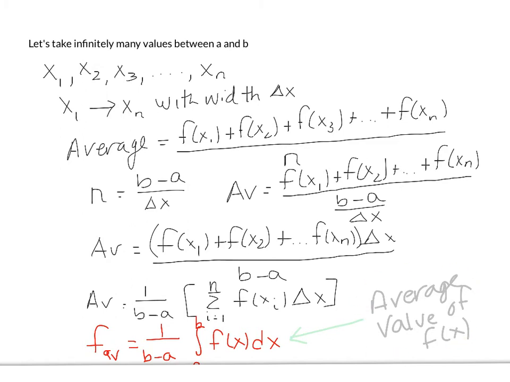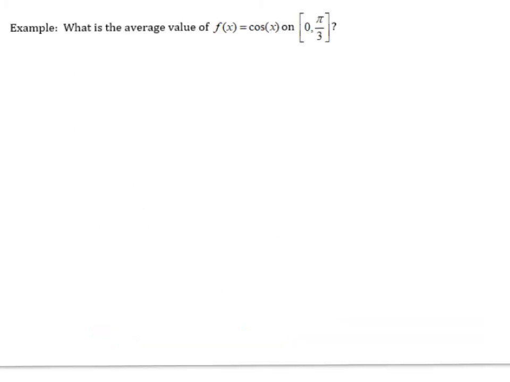So that's kind of the math behind it. Here is its application. To do a problem, it's actually pretty simple. We want to find the average value of cosine on the interval 0 to pi over 3. When you see the phrasing average value, you have to recognize that it is talking about the height of the curve, which is related to the integral, and it is not talking about slope, which is related to the derivative.